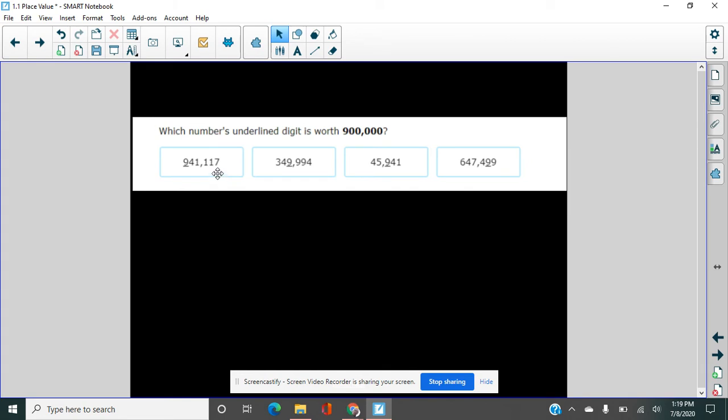Still doesn't work. Ones, tens, hundreds, thousands, 10,000s, right? That's not the millions place. Sometimes people think it goes ones, tens, hundreds, thousands, millions, but it doesn't, right? There's a 10, the tens is right here, and the 10,000s place is right there. So ones, tens, hundreds, thousands, 10,000s, 100,000s. Okay, this number is 900,000. And so this 9 is what is worth 900,000. So this one right here would be the correct choice.